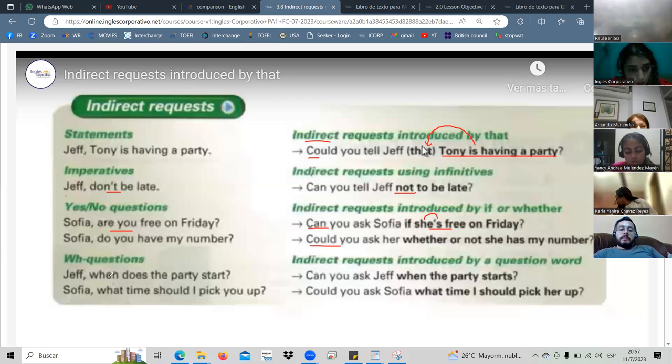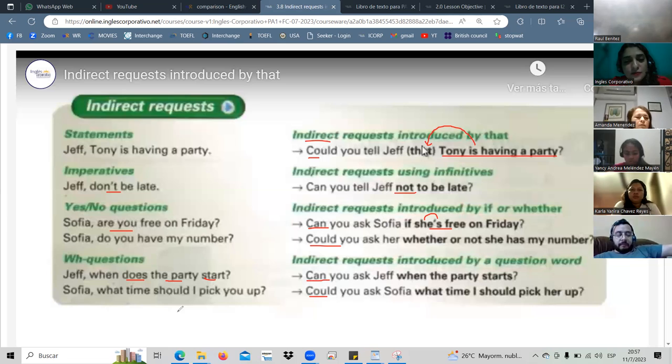Okay? Now, with does, the WH question, does, the subject, and the verb. Remember the structure for simple present, right? Now, for an indirect question, you can ask, hey, can you please, could you please, would you please, do you mind, ask Jeff when the party starts. Look, I don't use the regular form. When the party starts. Normally we would ask, when does the party start? But with these expressions, we don't use the structure of the regular questions. Got it? That's it.